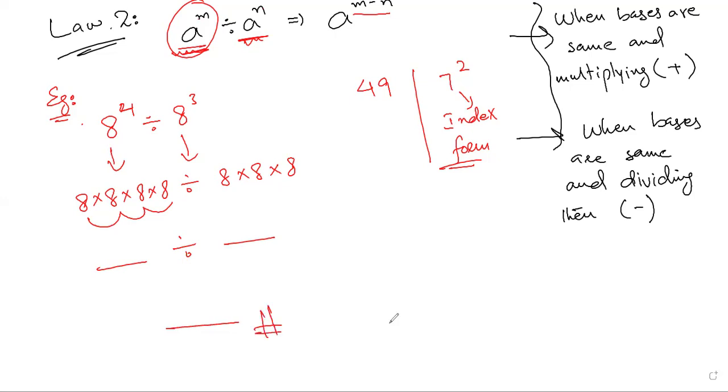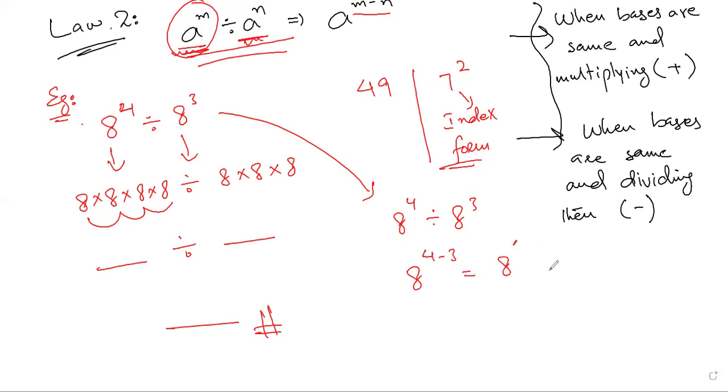ये बहुत लंबा procedure होने वाला है. You simply just, what you can do, a to the power 4 divide a to the power 3. You can just use this law. It would be 8 to the power 4 minus 3. It is going to be 8 to the power 1, which means 8, and it is your result for this solution. So for this sum, it is your solution for this sum.